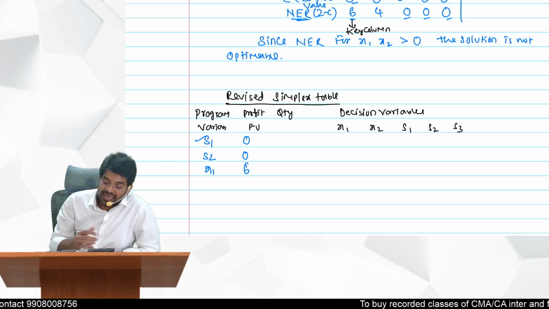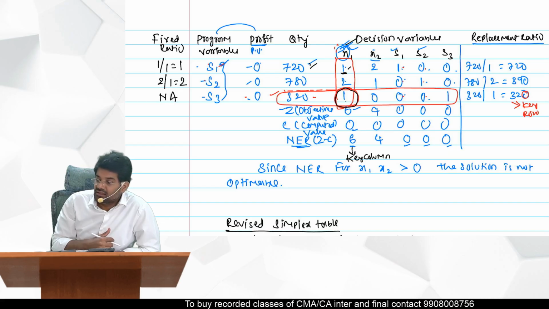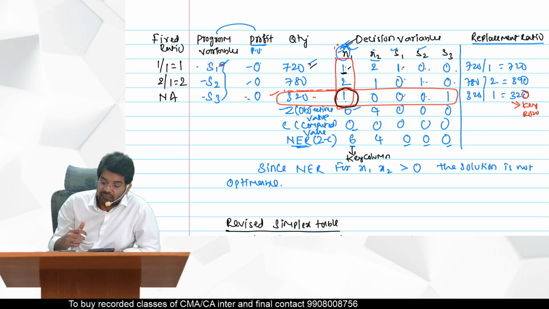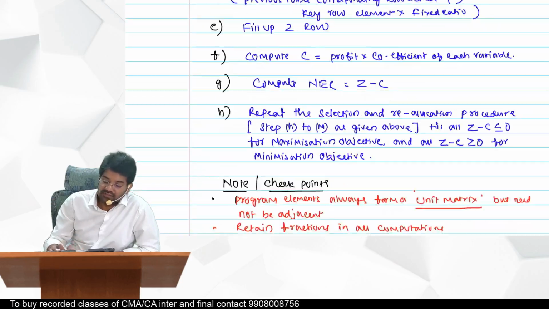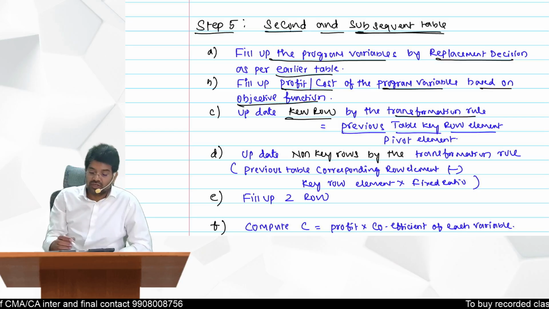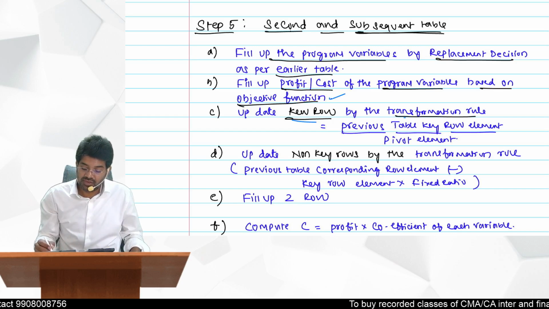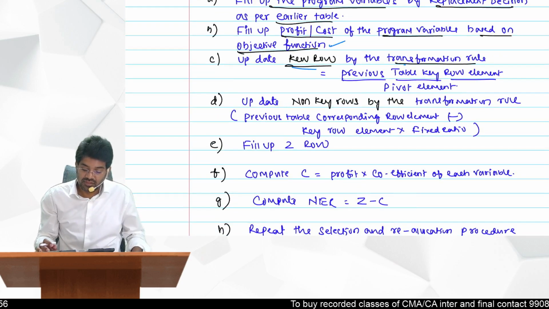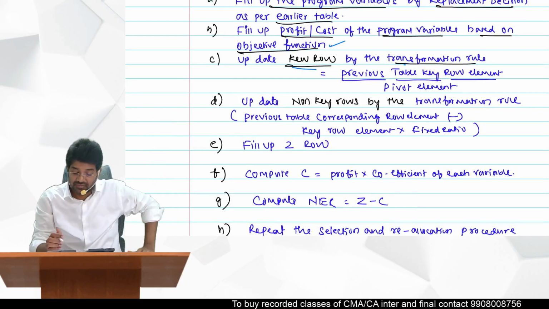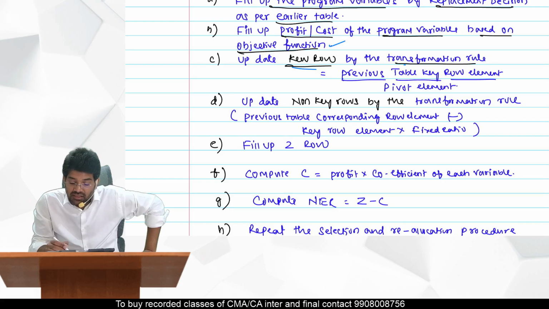Now the quantity value, we have to divide it by the key column elements to get the quantities here. See the steps now. I filled up the profit of the program variable based on the objective function. Now update the key row by the transformation rule. So what we should do is update the key row now, by this transformation rule.